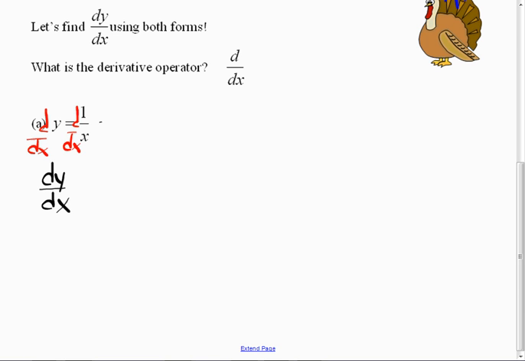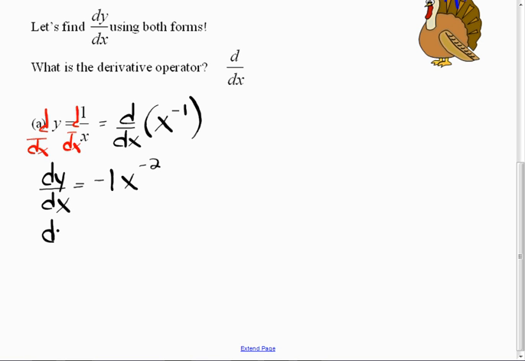How are you going to do the derivative of 1 over x? What's the easy way? x to the negative 1. By the way, we see this one so often that we actually end up memorizing it. So what's the derivative of that? It's negative 1, x to the what? Negative 2. I don't like negative exponents.